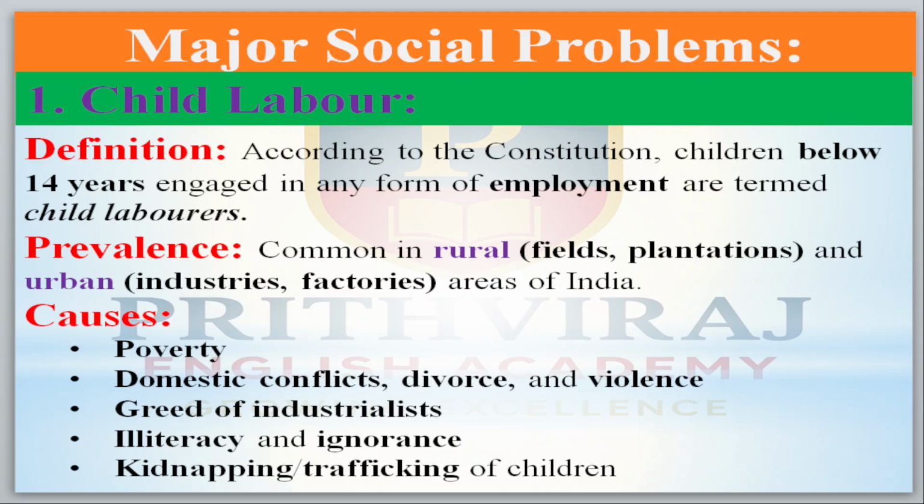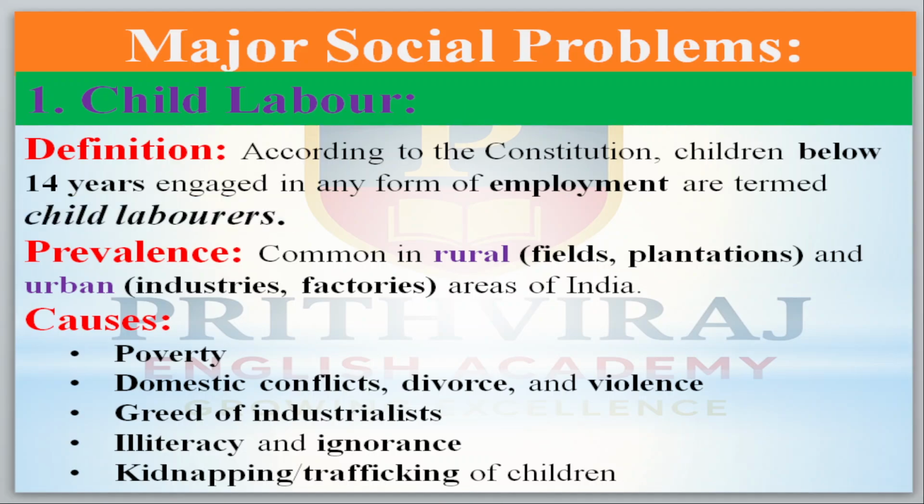Major social problems are: first one is child labor. Definition: according to the constitution, children below 14 years engaged in any form of employment are termed child laborers. Below 14 years, if they are working, then we call them child laborers.